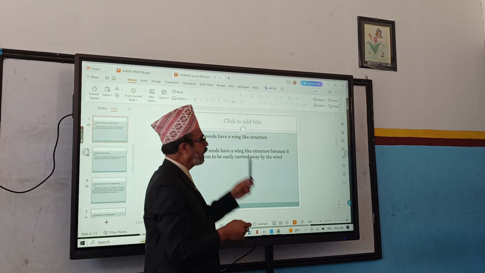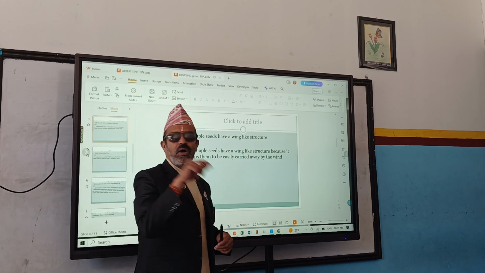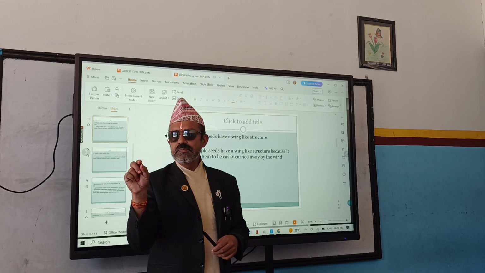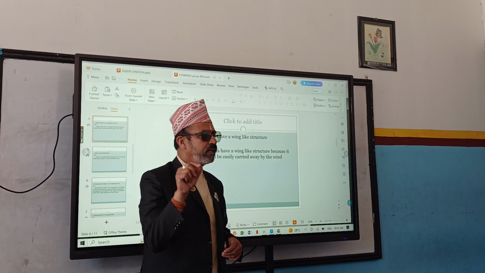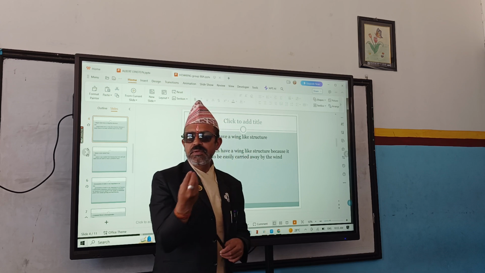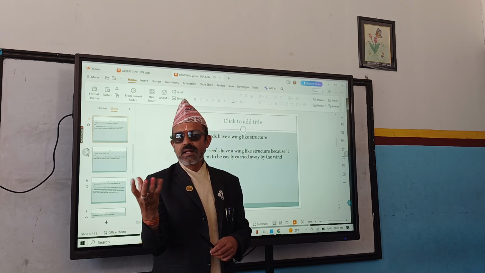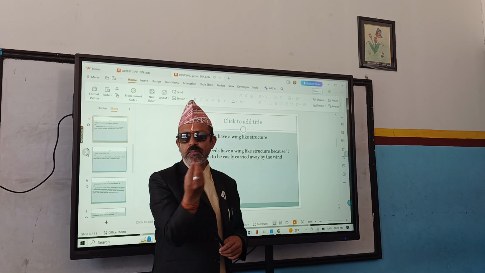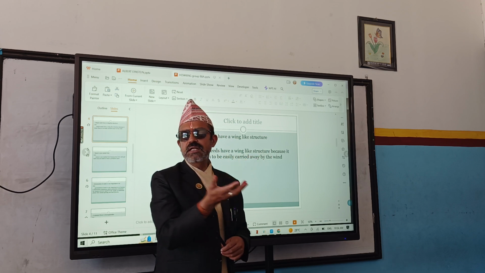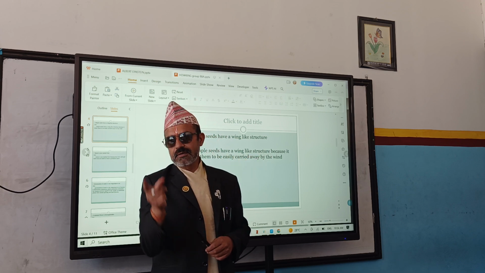Maple seeds have a wing-like structure. How are maple seeds transported? By the help of wind. Wind can carry heavy things or light things? Light. So these hairy structures of maple seed make them light. That's why they can float in air, not in water. Right.